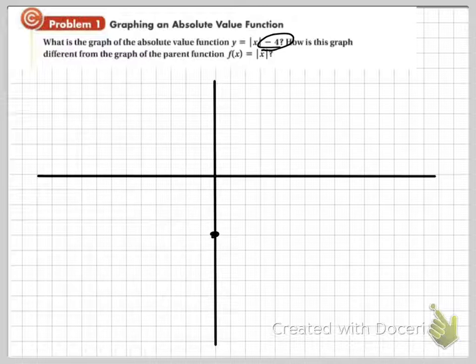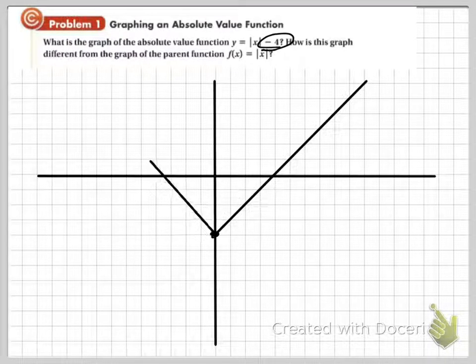Right there. Okay, and then if you're just graphing it, it should go up through here. It goes on that line there, and then also going this way. There. That would be my graph. How's it related? Well, it's 4 units translated down.